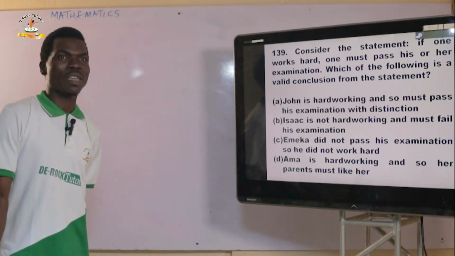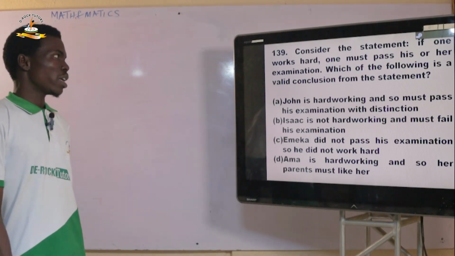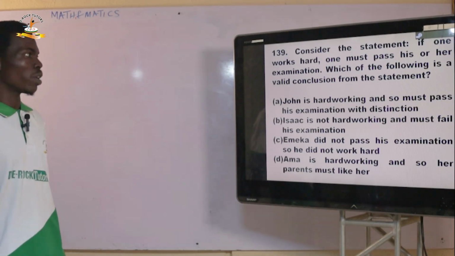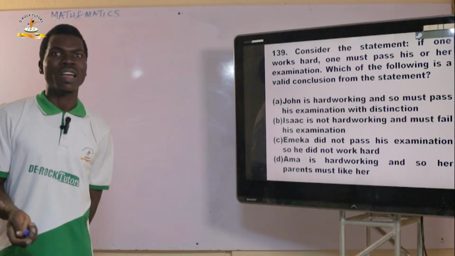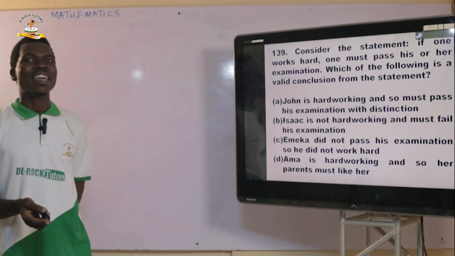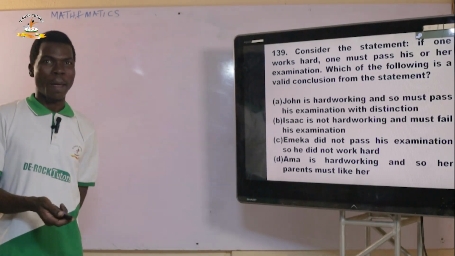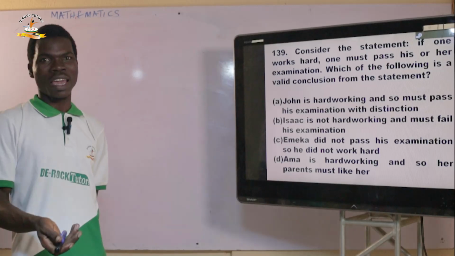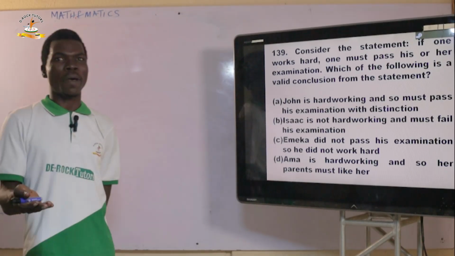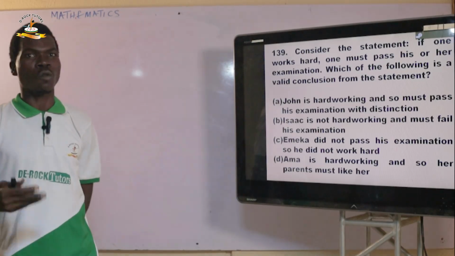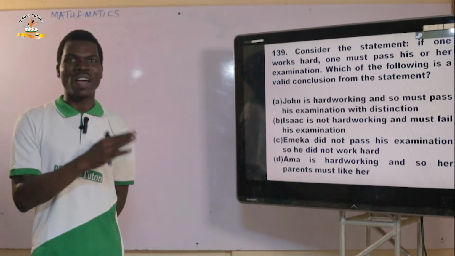So our next question is question 139, and it says, consider the statement: if one works hard, one must pass his or her examination. Which of the following is a valid conclusion from the statement? So John is hardworking and must pass his examination with distinction. No, that is not a valid conclusion, because it does not define what pass is. Pass can be credit, can be B, can be A, can be anything. But we just need somebody to pass, and anybody that passes, we assume that person must have worked hard. So the word distinction has actually invalidated that statement.